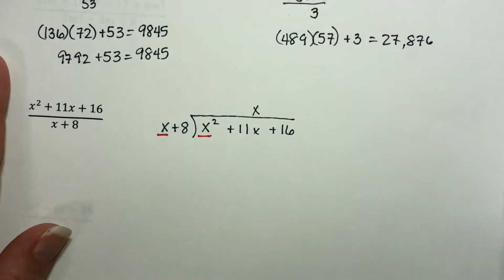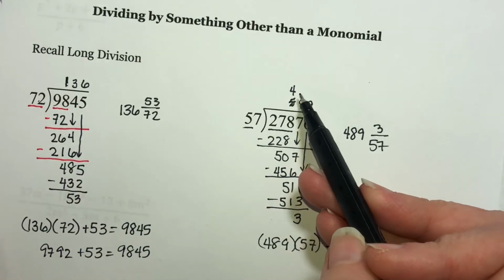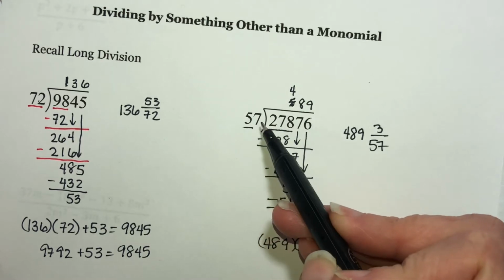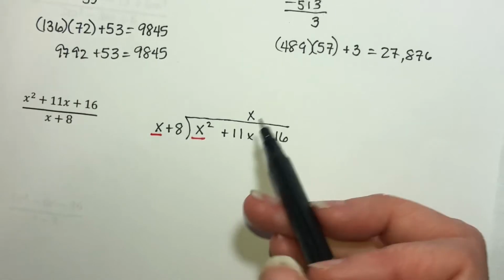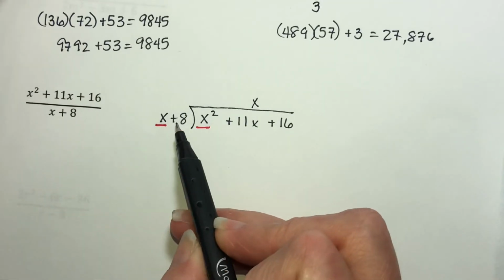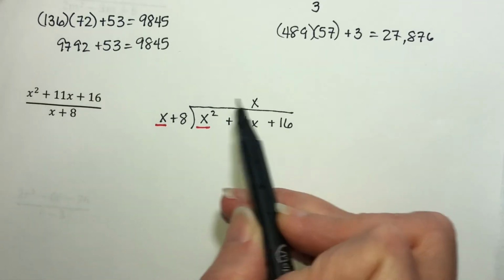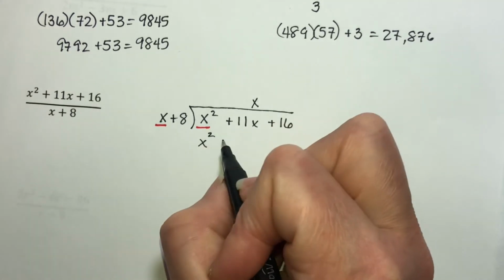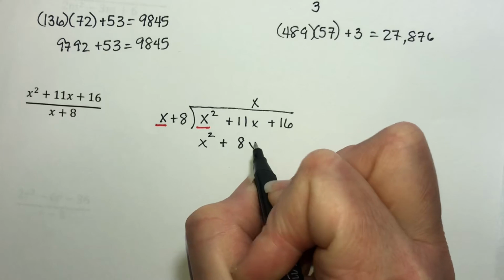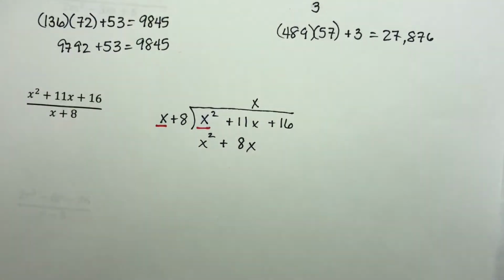Okay. Now what did we do up here once we got the number? We took that number and multiplied it here, and then we subtracted from what we have. We do the same thing. I need to do x times this. Now this is a distribution. X times x is x squared. X times 8 is plus 8x. Okay. Now we want to subtract this.